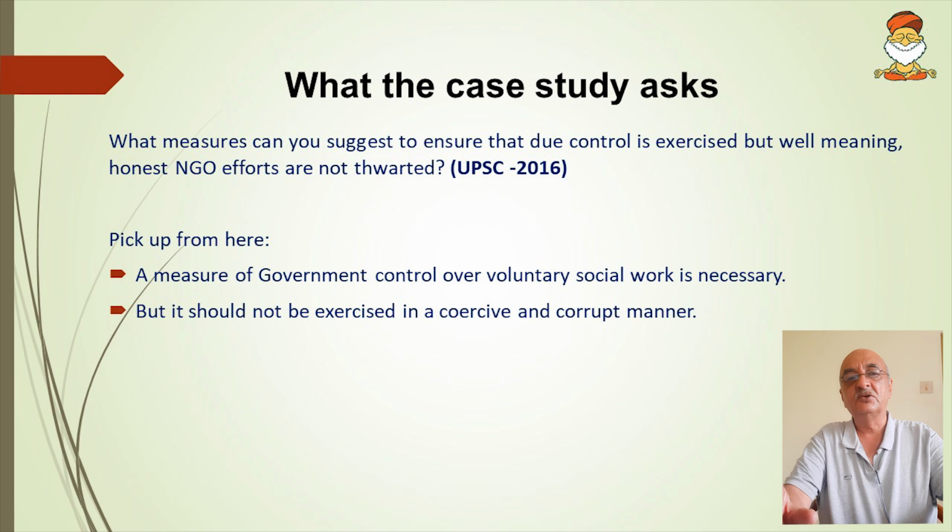You have to pick up your answer from here. One, as I have said earlier, very obviously, a measure of government control over voluntary social work is necessary. That is why we have the Societies Registration Act or the Indian Trusts Act and so on. But it should not be exercised in a coercive and corrupt manner. Now, if you notice, the case study is only asking you for your suggestions, nothing more, nothing less. It is not asking you to go into the ethical aspects. It is not asking you what are the issues involved. Simply suggestions based on the language of the case study.